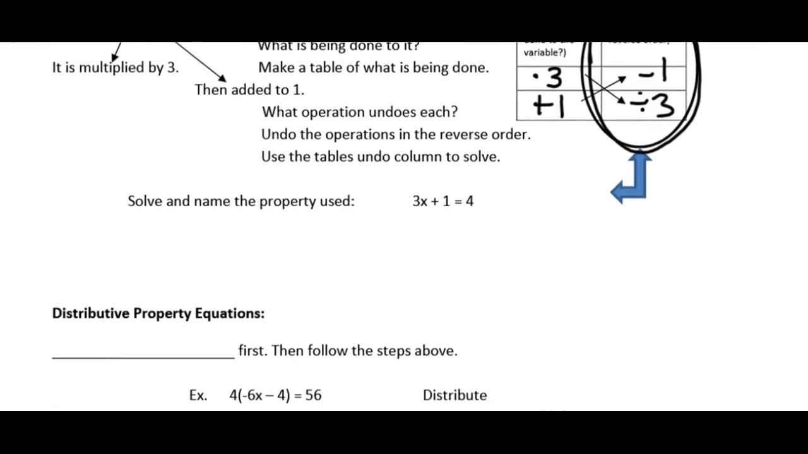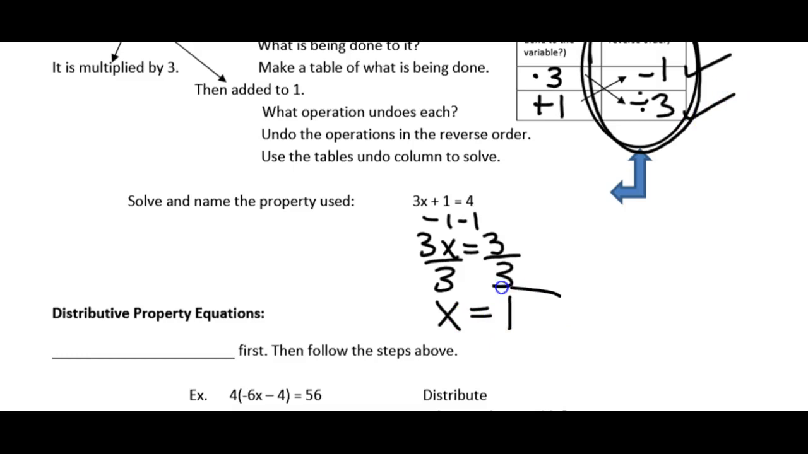So starting with this first problem, I'm going to subtract 1 from both sides because that's what my chart says to do. I'm doing that as step 1. And I have 3x is equal to 3. Then, now I want to go to step 2, which says to divide both sides by 3. So x is equal to 1. I did that. Now I'm done.